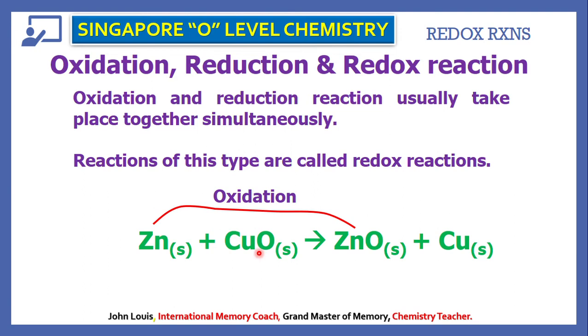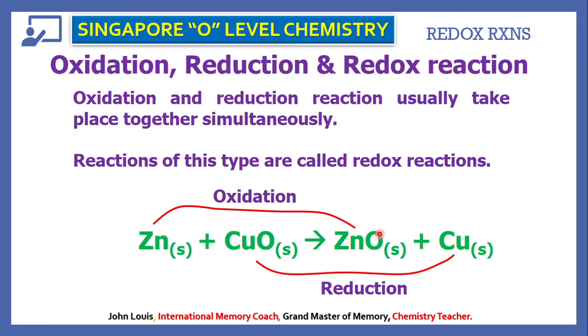And what happened to copper 2 oxide? It has lost oxygen to form copper, or copper 2 oxide loses oxygen to form copper. Therefore, it has undergone reduction. So both oxidation and reduction take place simultaneously here. One part of the reaction is oxidation, the other part of the reaction is reduction. So that is why it is known as redox reaction.